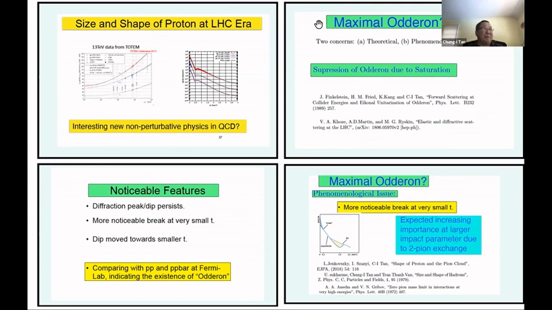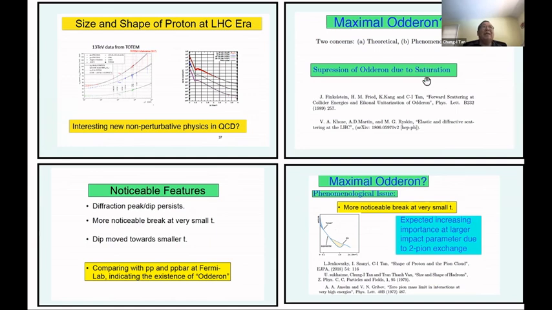It will be really interesting indeed if we have a strong evidence for the Odderon for several reasons. Because the idea of a maximal Odderon presents a challenge. So I have two concerns: one is theoretical, one is phenomenological. The theoretical one is the idea that has been proposed, there's actually a suppression of the Odderon once you have saturation. We know the saturation effect is there because after all, you have a Froissart bound. Okay, the question, what happened to the Odderon?